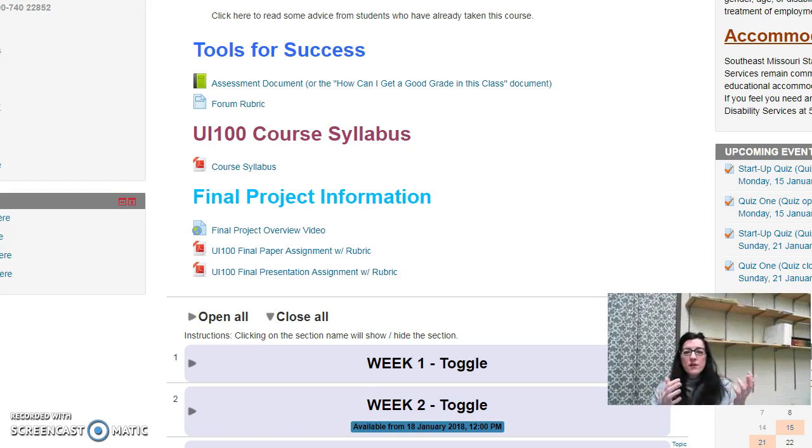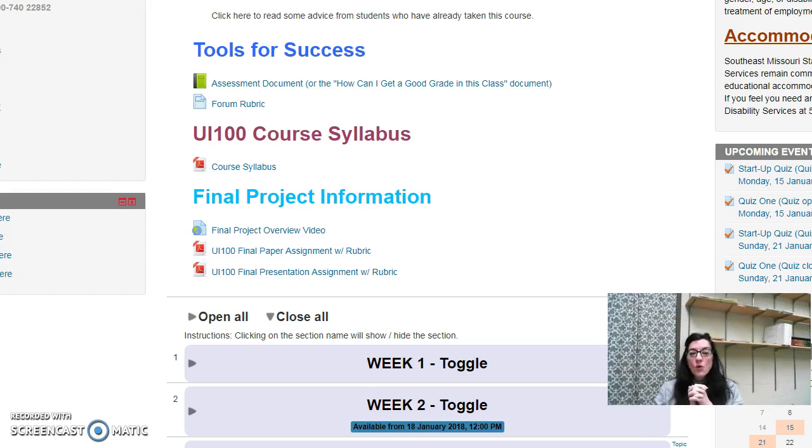Most of your forum postings are going to be worth 25, 35, sometimes 45 points, I think. So typing 3 or 4 or 5 sentences isn't enough. You're going to be asked to do some significant writing and some critical thinking and some connecting of different concepts over the course of the semester.